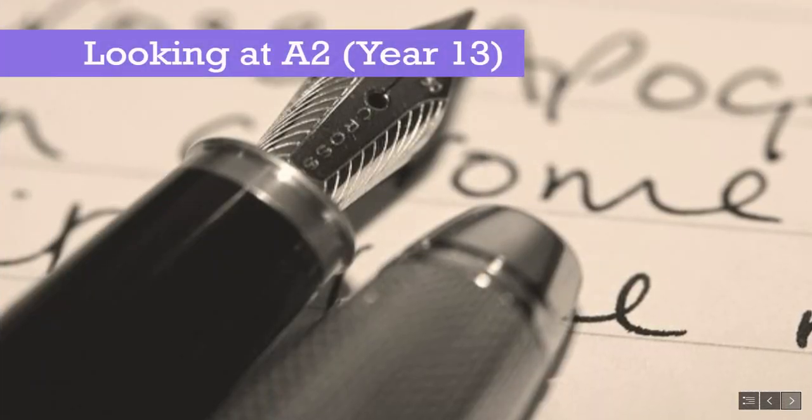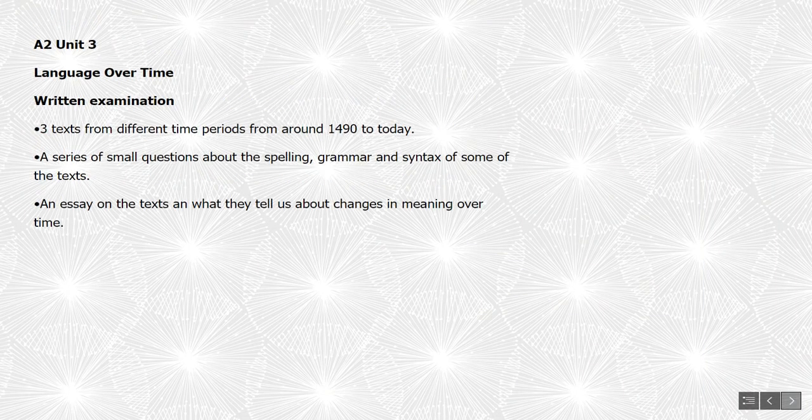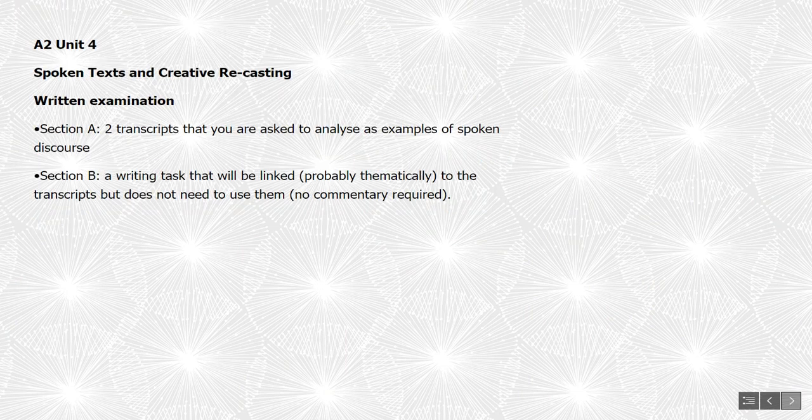Now, to give you a quick look at what the A2 course consists of, so this is the Year 13 course, there is a further 2 examination units, one being Unit 3, where we look at language change. So we look at 3 texts from different time periods from around 1492 to today. Unit 4 is what we call spoken text and creative recasting. Section A involves 2 transcripts that students are asked to analyse as examples of spoken discourse, and Section B is a creative writing task.